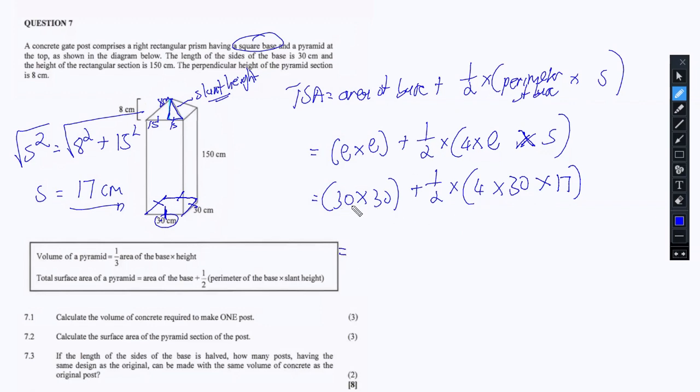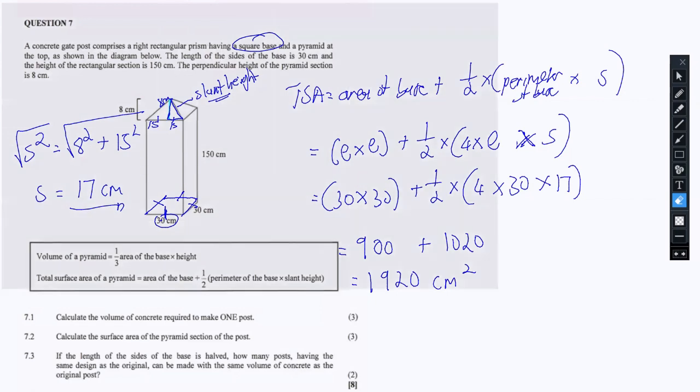And then when you punch this into your calculator, that's 900. And then over here, you will get 1020. Then if you add them together, that's 1920 centimeters squared. Again, it is the surface area. Okay, cool.